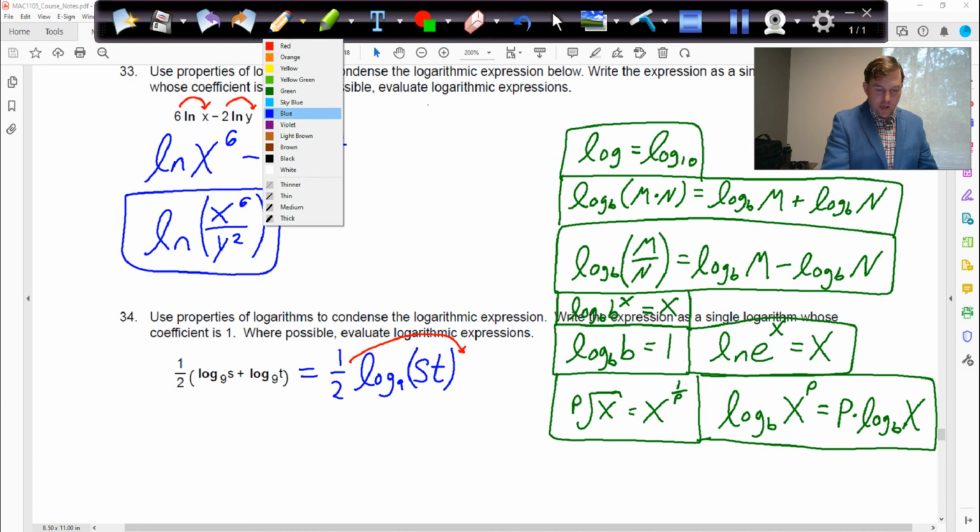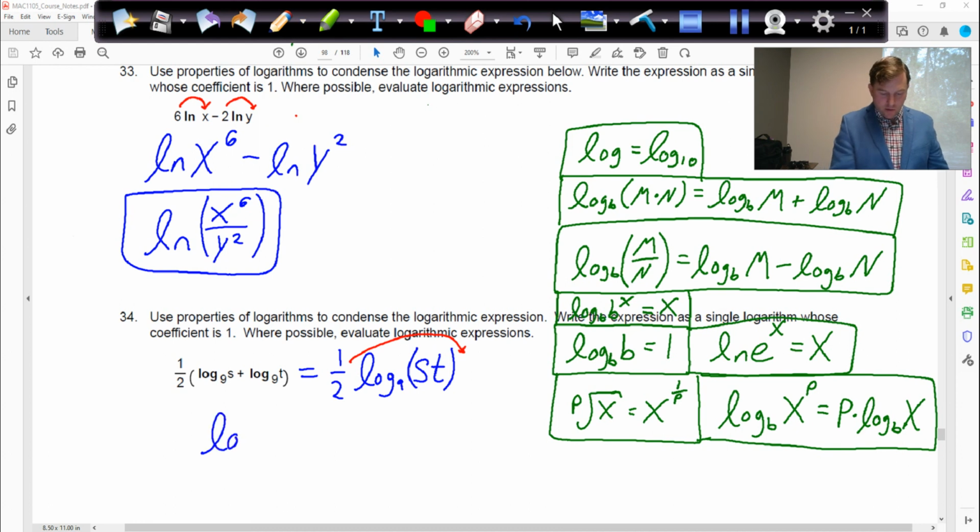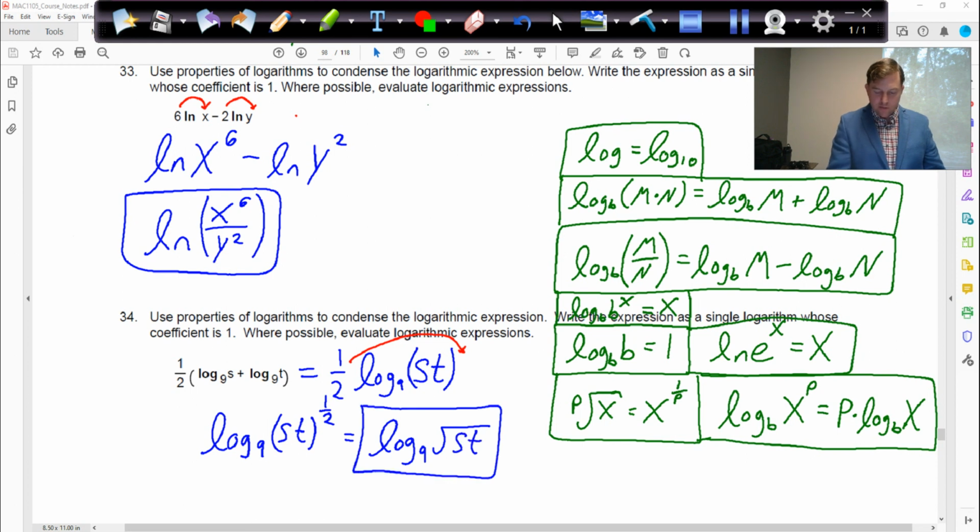So we're going to get, this is log base 9 of st raised to the 1/2 power. But then we're going to remember that a 1/2 power is really a square root. So this is log base 9 of the square root of s times t.